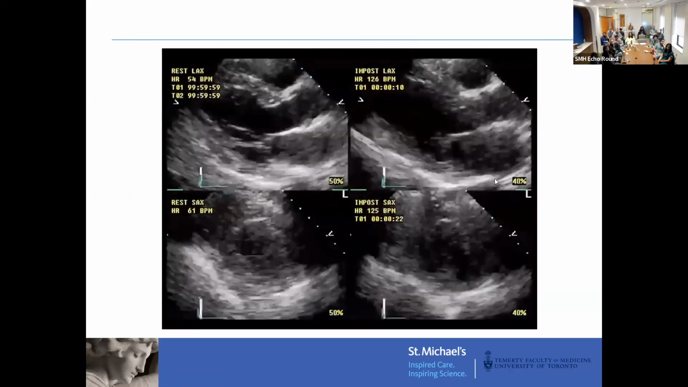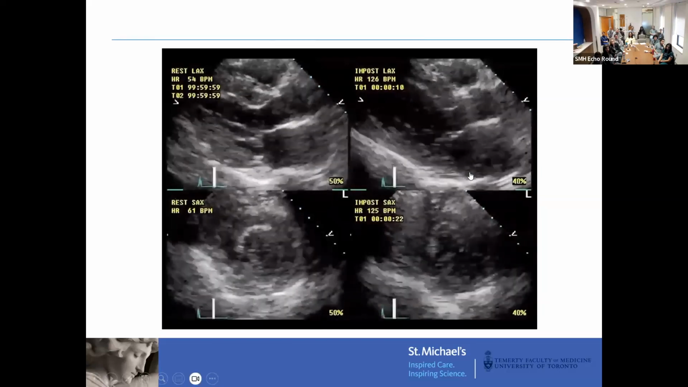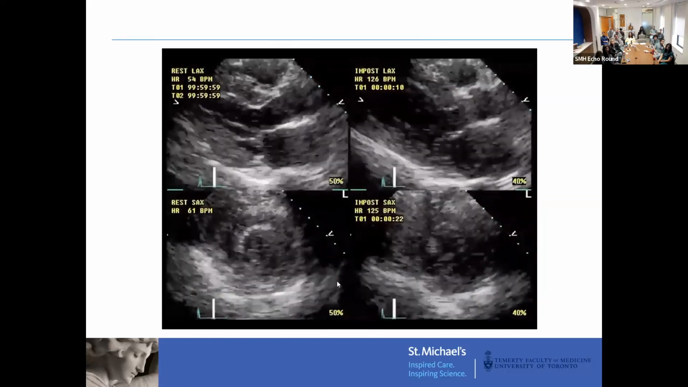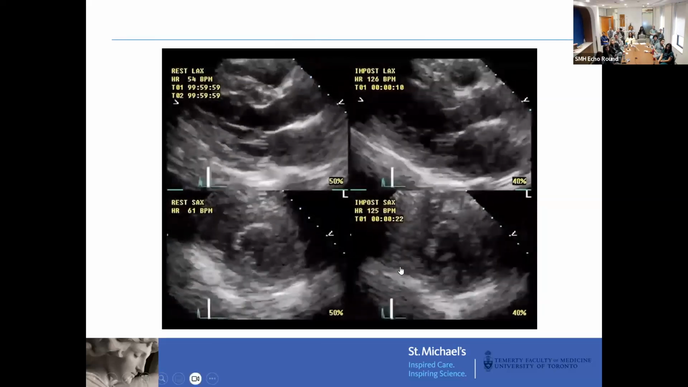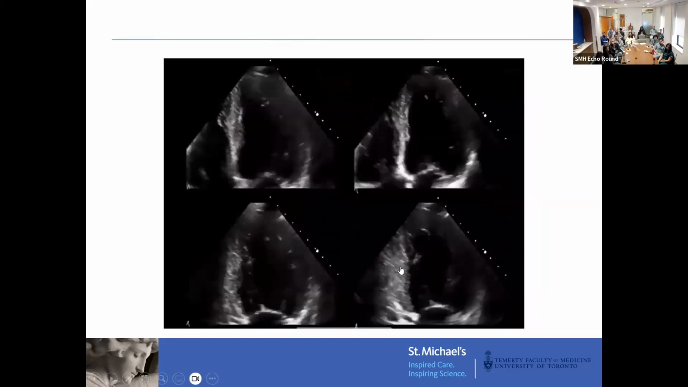So this is just an example of an abnormal stress echo. I don't know how well it's projecting on the screen here, but if you compare the anterior to the inferior, it doesn't really contract quite as well, and unfortunately it's not projecting as well. I have some better examples coming up, so I guess we'll skip this one.